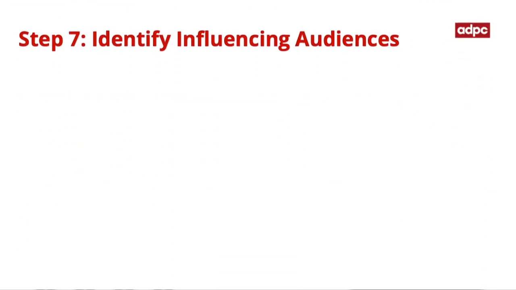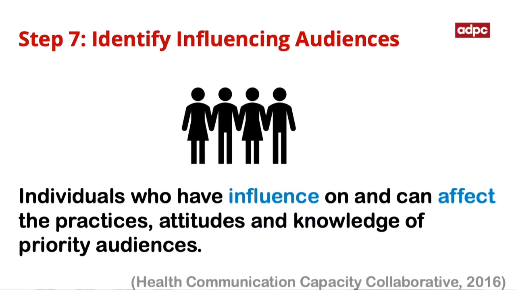Step 7. Identify influencing audiences. In order to increase the effectiveness of your disaster risk communication plan and foster behavior change within your priority audience, you should identify and target influencing audiences. Influencing audiences are individuals who have influence on and can affect the practices, attitudes, and knowledge of priority audiences.